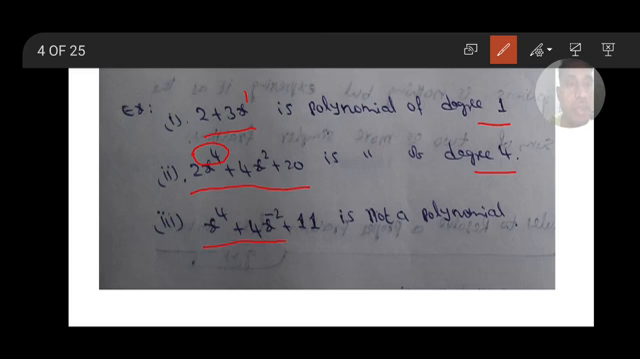And x to the power of 4 plus 4x to the power of minus 2 plus 11 is not a polynomial because here the power of x is a negative integer. A polynomial must contain positive integer powers only. Okay. Next, rational fraction.